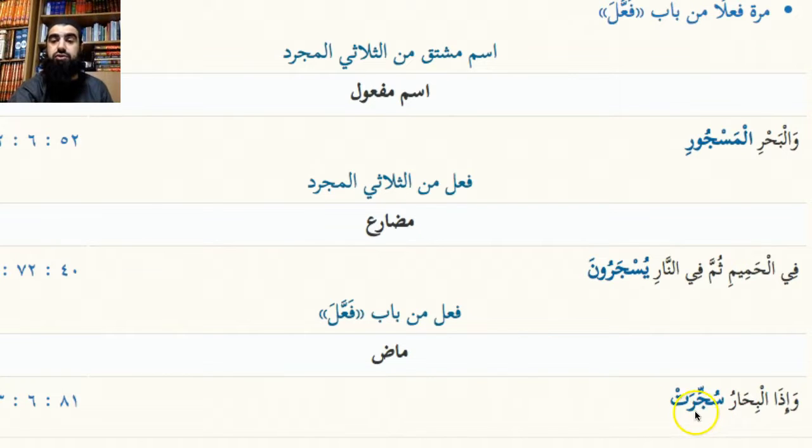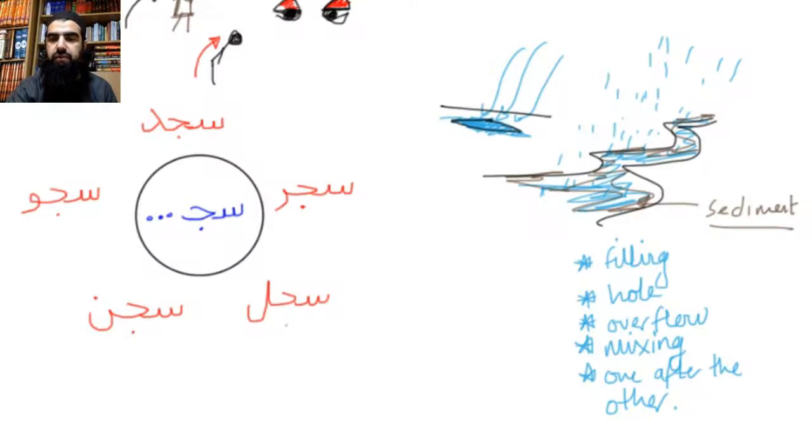Wa idhal biharu sujjirat, and one of the things before the day of judgment, the seas will be sujjar, will be violently mixed together, will be violently filled with something. And you kind of get the meaning of explosion in here as well, and other things. So you kind of get the idea now of where sajara fits into all of this. By now you're starting to get the idea of how sajara works.